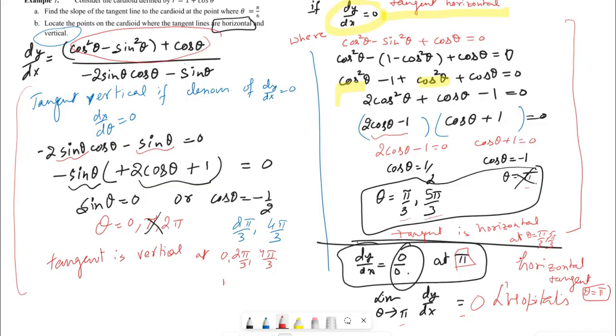Denominator was becoming 0 at all these points, but pi was in both of them, so I crossed pi because I didn't want it to be 0 by 0 format, right? So all the other points here, tangent is vertical. All the other points here, tangent is horizontal. But at pi, we have to do more analysis using L'Hopital's rule. I can find that limit is 0 and I say that the tangent is horizontal there.